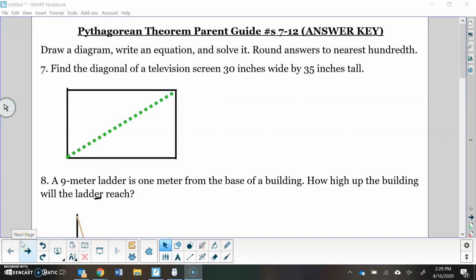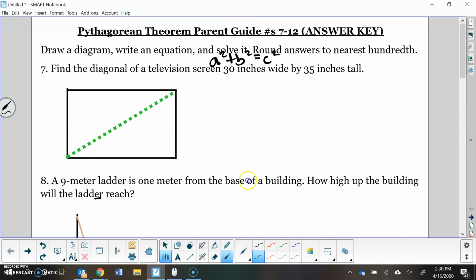All right, I'm going to go ahead and go over the answers to the Pythagorean theorem parent guide numbers 7 through 12. For each of these, you're going to draw a diagram, write an equation using Pythagorean theorem, a squared plus b squared equals c squared, and solve for the missing side, rounding your answers to the nearest hundredth.